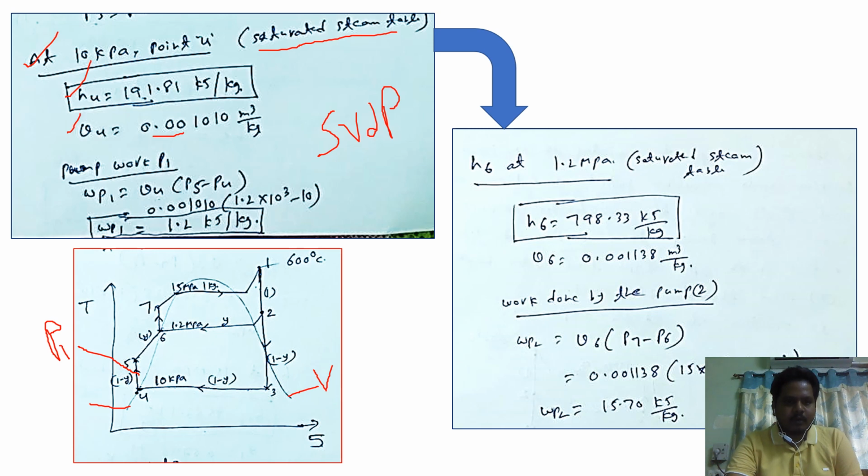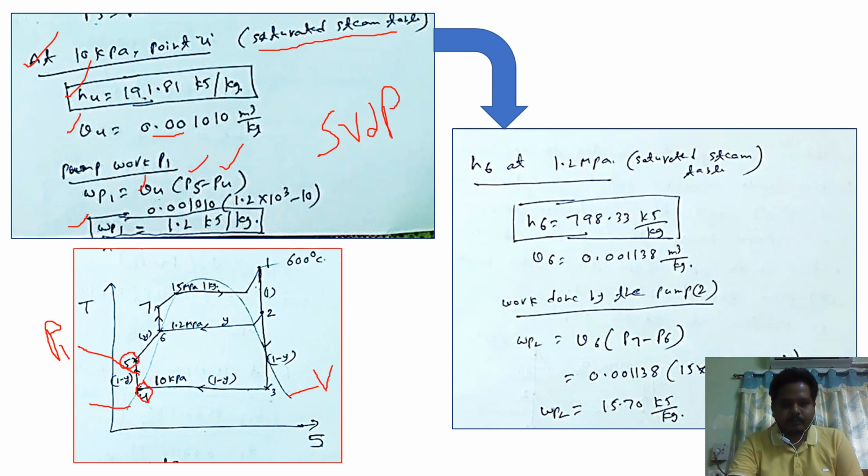Here we know the value of V4; we have taken it from the steam table. P5 and P4 values are already given in the problem, because P5 equals P2 and P4 equals P3. So if you substitute those values, you will get the work done by pump 1 in the process 4 to 5.